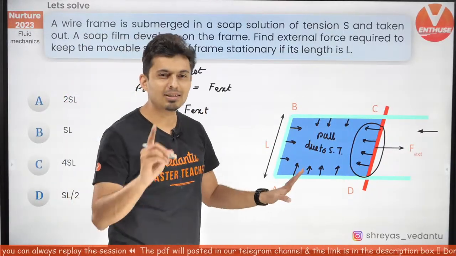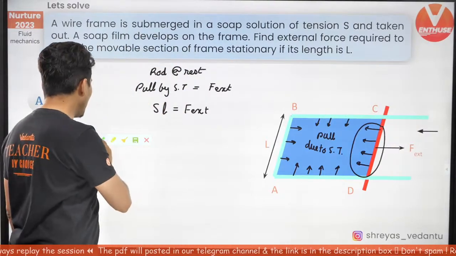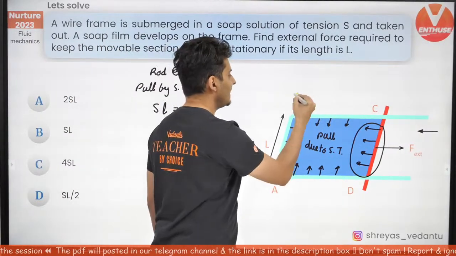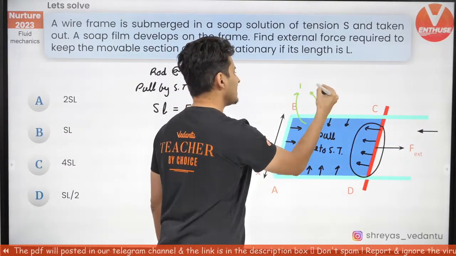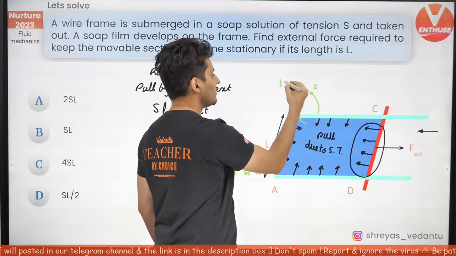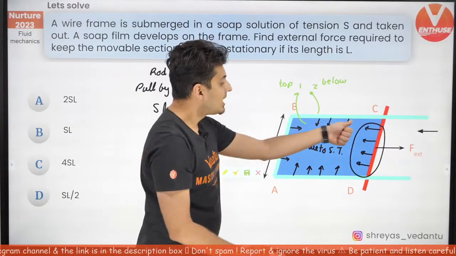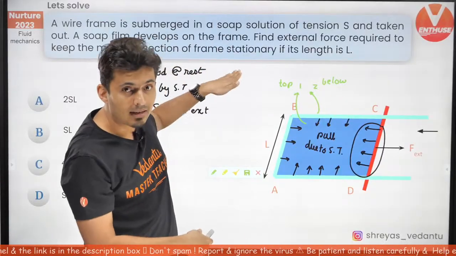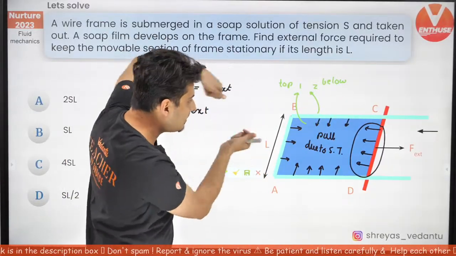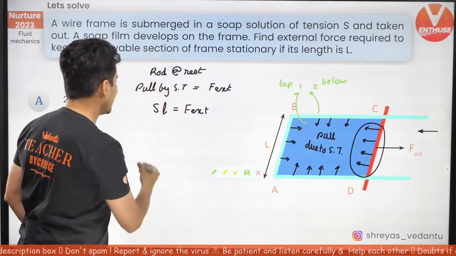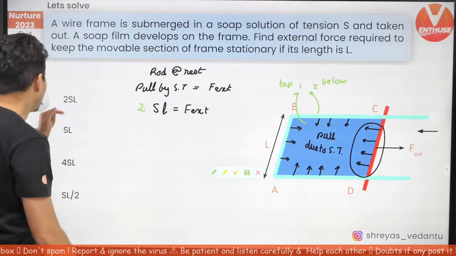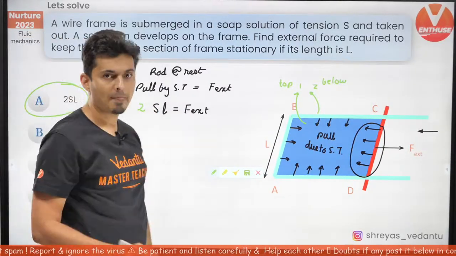And the catch is over here. My dear warriors, I just told you, for a film, how many surfaces are there? One surface here, and there is another surface below, right? This is one on the top, and the second one is below. So SL is there from the top layer, SL is there from the bottom layer, so there are two forces. So that's why 2SL, and hence the answer is option A.